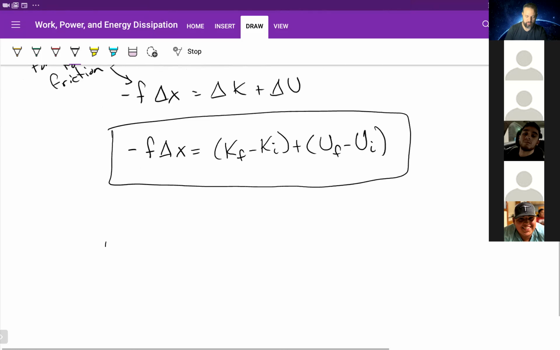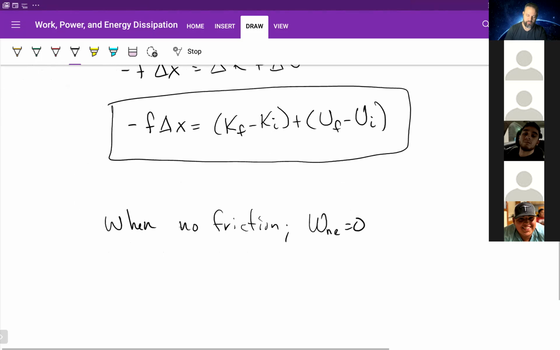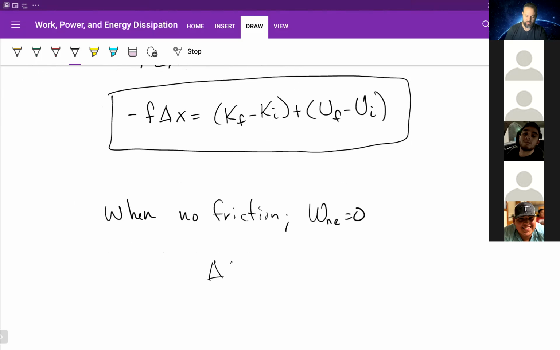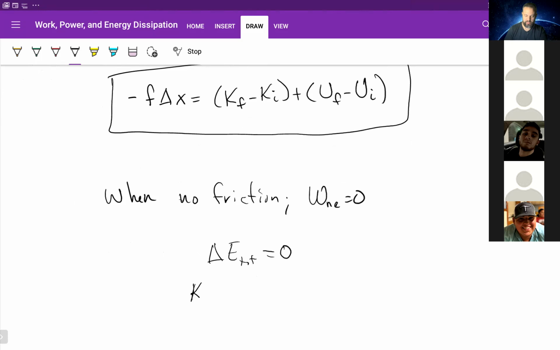Right, and of course, when there's no friction, then W_NC equals 0, and then we have that delta E total is equal to 0, and so we have Ki plus Ui equals Kf plus Uf, which is our conservation of energy equation. So we're back to that again, right? When there's no friction, there's no non-conservative force, then the non-conservative work is 0, and we get back to our conservation of energy equation.